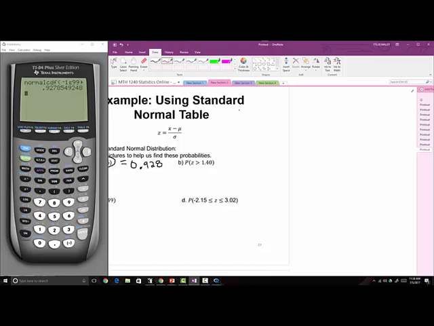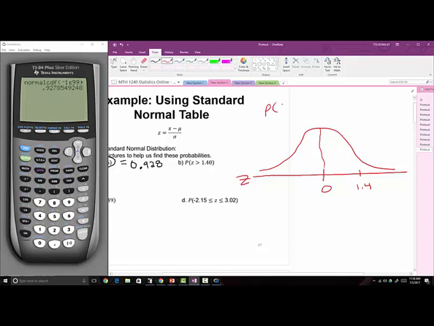Alright, so let me draw another curve. So we got a normal curve here. So again, in the center we always have a z-value of 0, right? That corresponds with the mean, right? We want 1.4 to be to the right, and I want to know what's the probability that z is greater than 1.4. So if we go greater than, that's to the right, right? Because to the right are the values that are greater than.